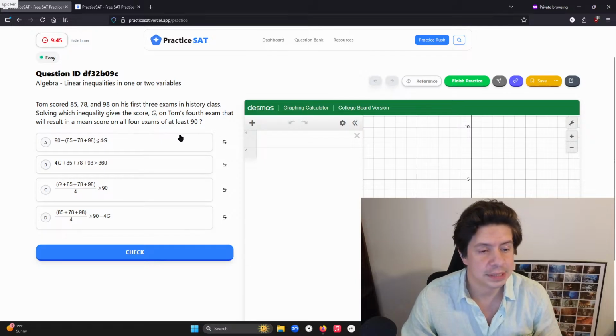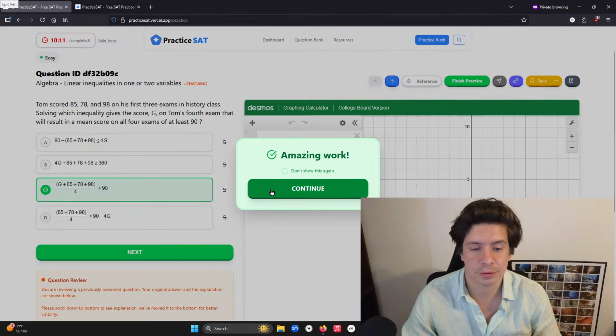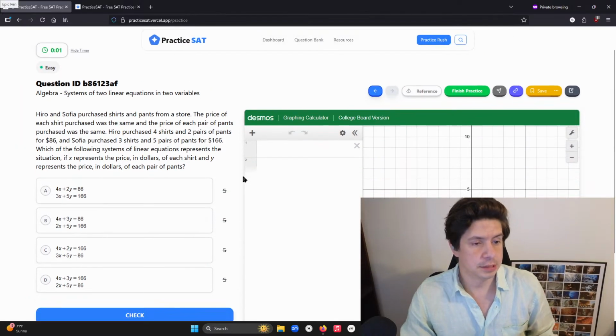So, at least 90, we have that here and we have that here. Now the difference is here we're dividing by 4, here we're dividing not by 4. So if we want to get this to work, it should be G plus 85 plus 78 plus 98. We don't want the 4G, that doesn't make sense, so it should be C. Let's check. Perfect.